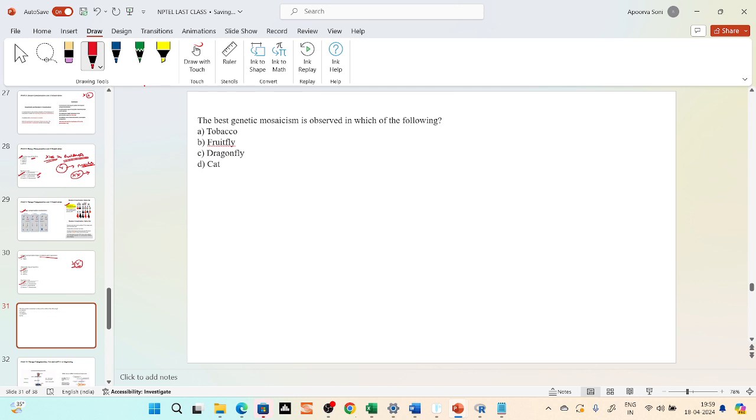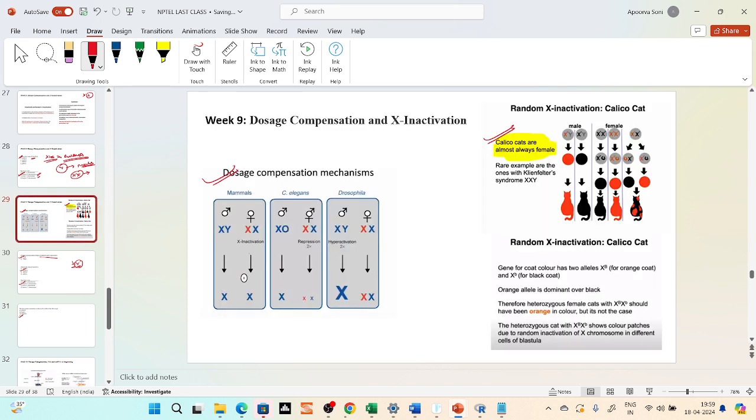The answer should be cat. Why? Because we have studied here, calico cat is the example. You see, it is a genetic mosaicism. Why is it there? Because X chromosome inactivation is random. Always remember, X chromosome inactivation is random.